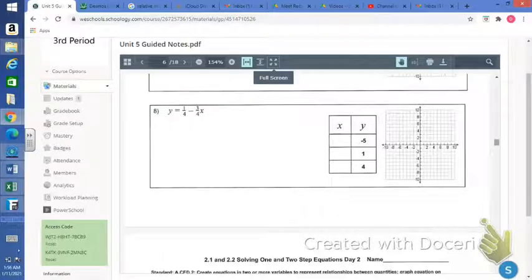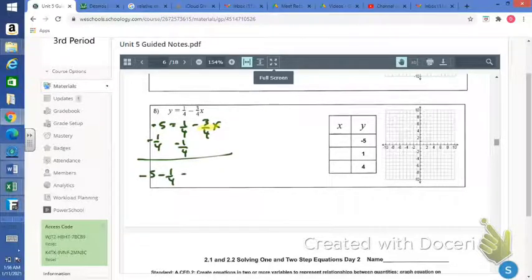Alright, so I want to do 8 together because it deals with fractions, and just want to refresh the memory with you guys a little bit. So if we plug in -5 for y, we're going to have -5 equals 1/4 minus 3/4 x. Okay, and now we're going to have to get the -3/4 x by itself. So we have a positive 1/4, so we're going to have to subtract 1/4 from both sides. So we have -5 minus 1/4 equals -3/4 x.